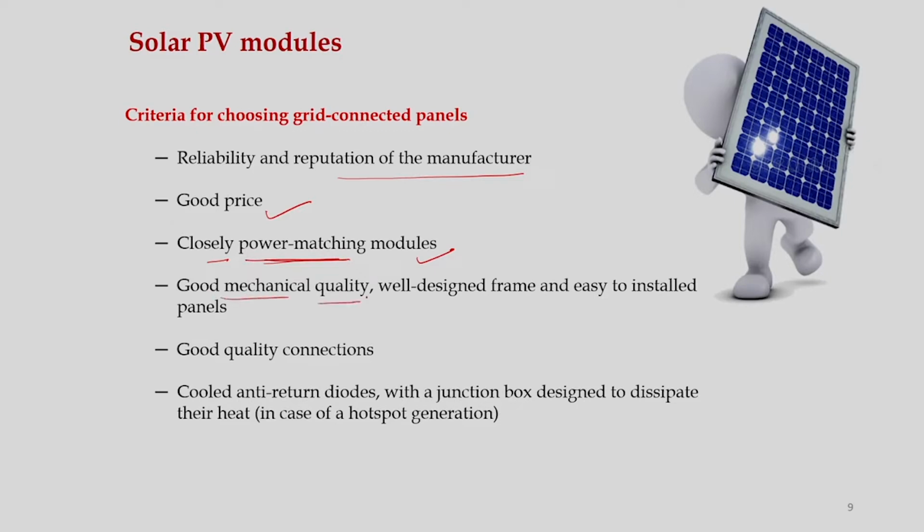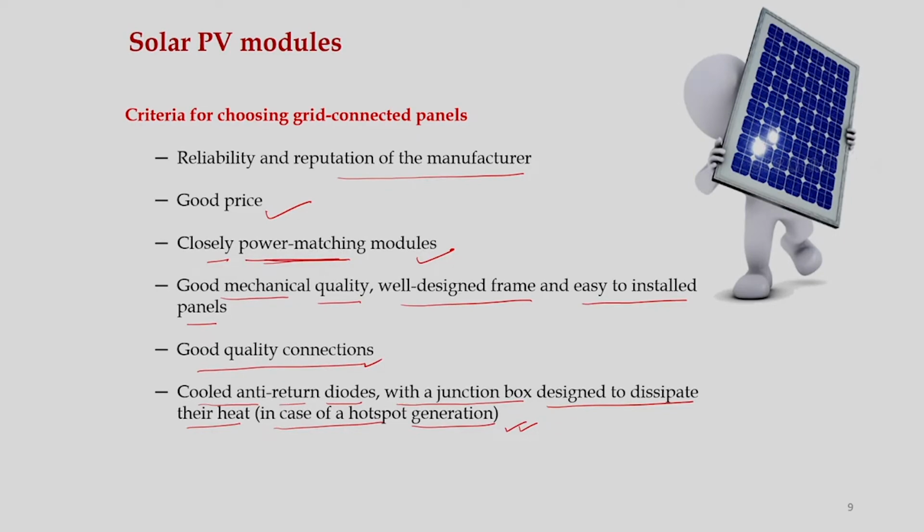Then good mechanical quality, well designed frame and easy to install panels. These are very important aspects, and good quality connectors, then cooled anti-return diodes with a junction box designed to dissipate heat in case of hotspot generation. This is also important. Sometimes hotspots are generated, as we discussed in the class when we were discussing the modules: how hotspots are generated and what alternative techniques remove these hotspots. These are attached with this system.